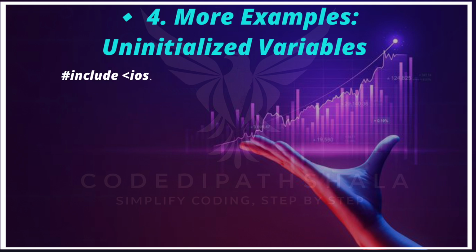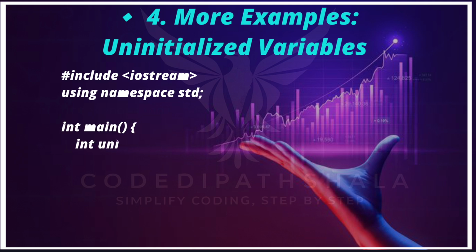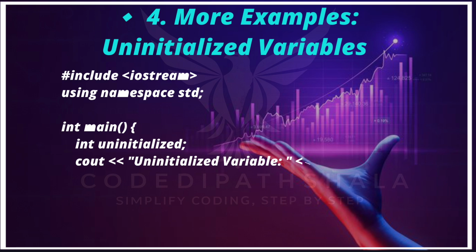4. More examples. Uninitialized variables. int main, int uninitialized, cout << "Uninitialized variable: " << uninitialized << endl, return 0.